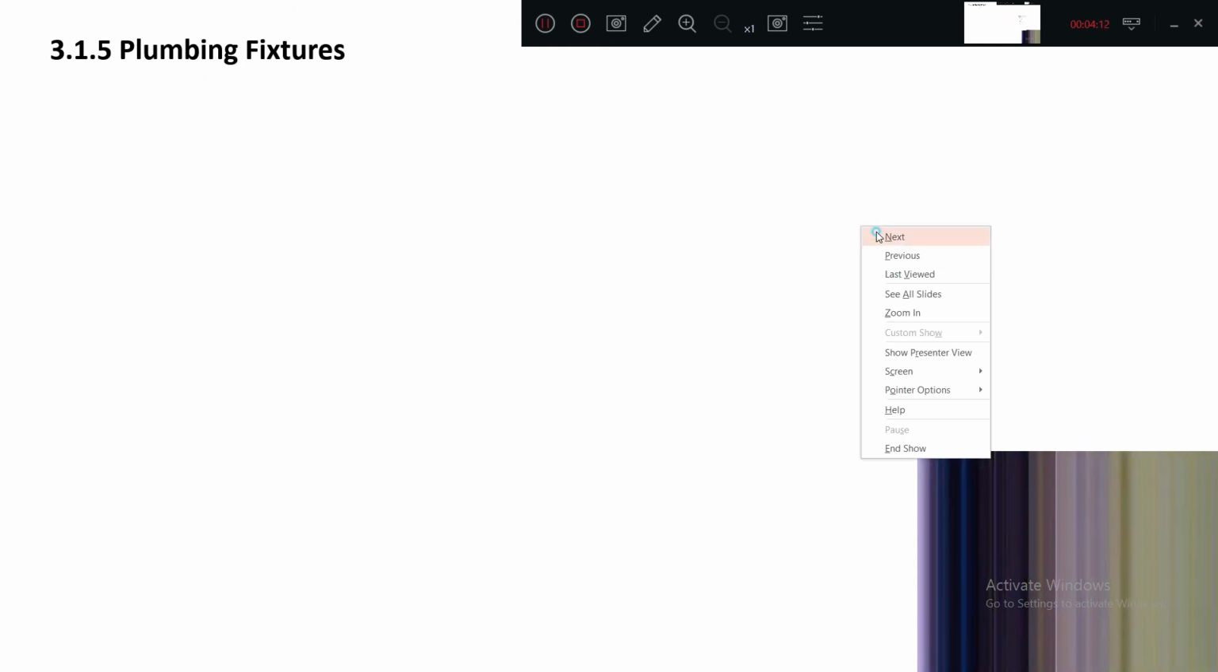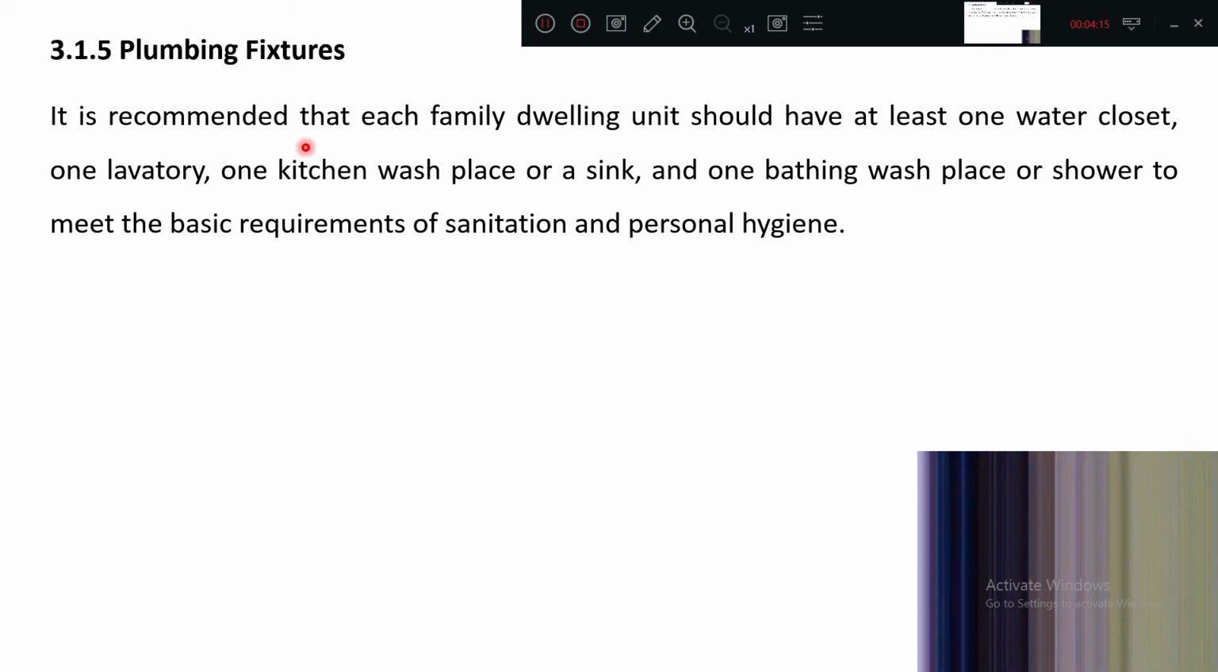Plumbing fixtures. What type of fixture do you expect here? It is recommended that each family dwelling unit should have at least one water closet, one lavatory, one kitchen wash place or sink, and one bathing wash place or shower to meet the basic requirement of sanitation and personal hygiene. These are the minimum things. These are the main principles for controlling sanitation as well as personal hygiene.